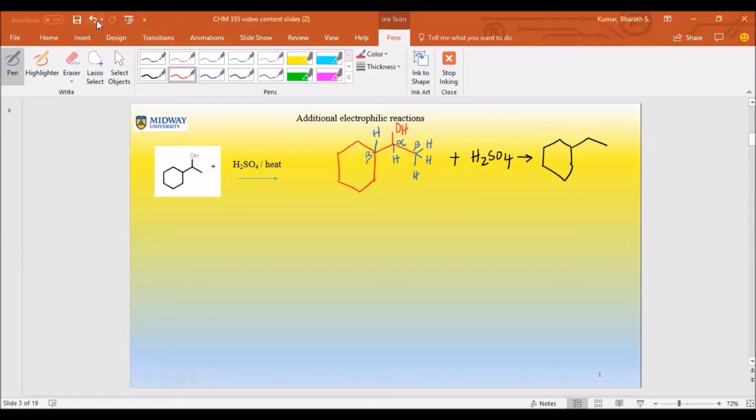Actually, I might step back and draw the benzene ring a little better. It looks kind of crazy. All right. I'm drawing the benzene ring just one more time. Hopefully it's better. Yeah, it's better this time.